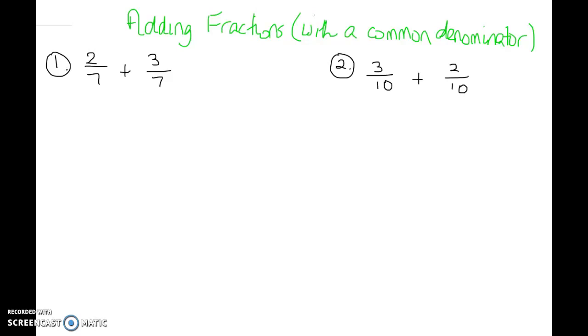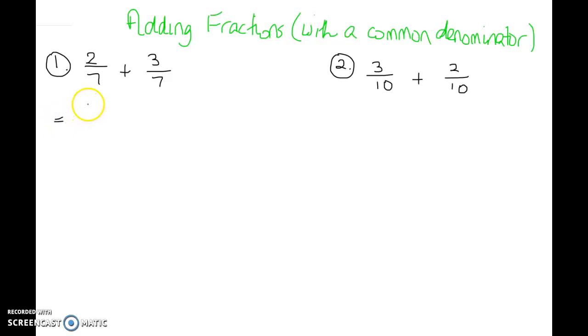Hi everyone, we're going to look at adding fractions with a common denominator. So here we have two examples. The first example we're going to go through is 2/7 + 3/7.